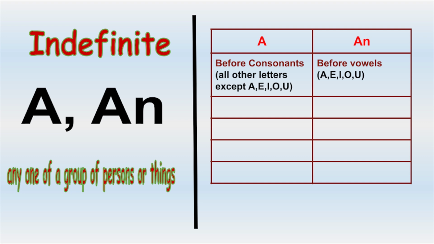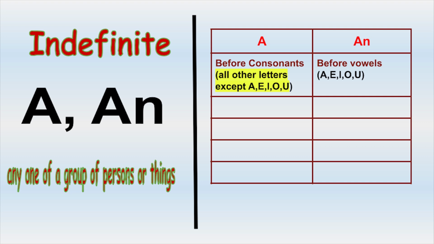Notice I said consonant sound and vowel sound because not all words beginning with a consonant have a consonant sound at the beginning, and not all words beginning with a vowel have a vowel sound at the beginning. The vowels are A, E, I, O, and U, and the consonants are all the other letters of the alphabet excluding A, E, I, O, and U.